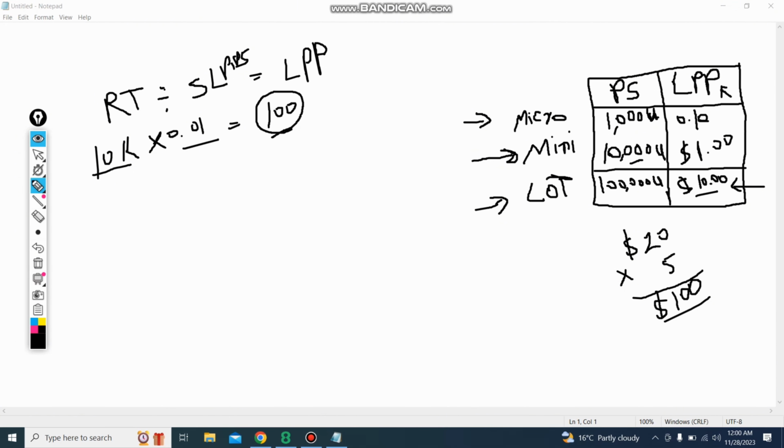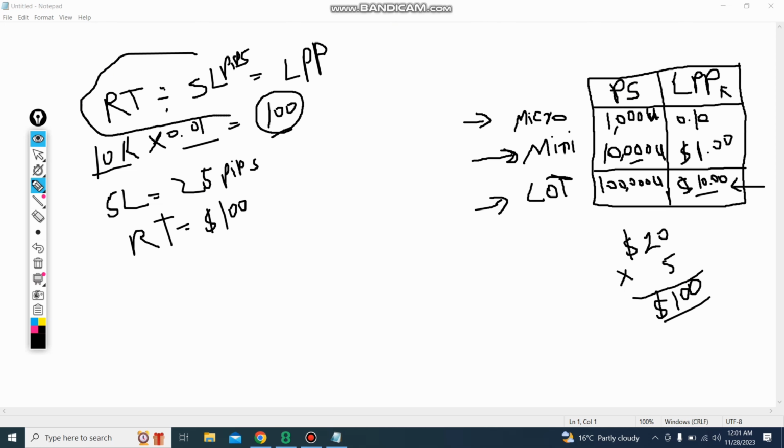And let's say for this specific trade, our stop loss is 25 pips. So our risk tolerance is $100 and our stop loss is 25 pips. Now see if you can do the math really quickly. It should not take long at all using this equation to figure out what our losses per pip can be in order for us to be risking $100 on a trade when we have a 25 pip stop loss.